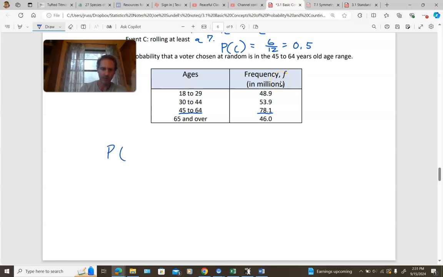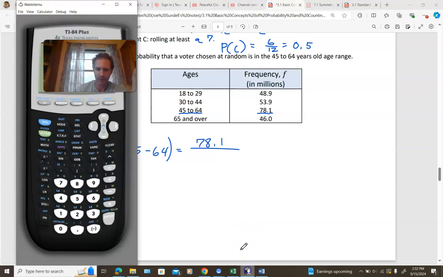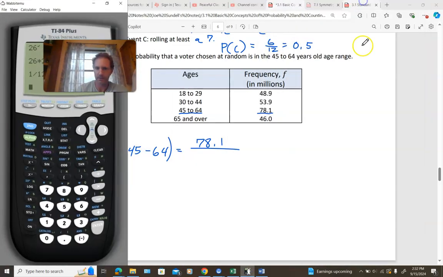So the probability, I'll write it like this. The probability that a random voter is going to be in this age group, 45 to 64 years of age, is going to be equal to, well, there's 78.1 million people in that age group. Now, our denominator is going to be the actual total number of voters. So to find that, we have to actually sum up this last column. So I'm going to do that in the calculator here.